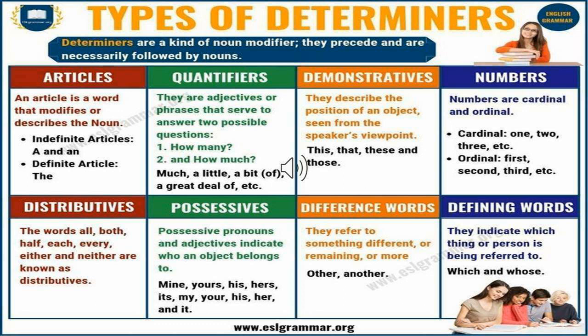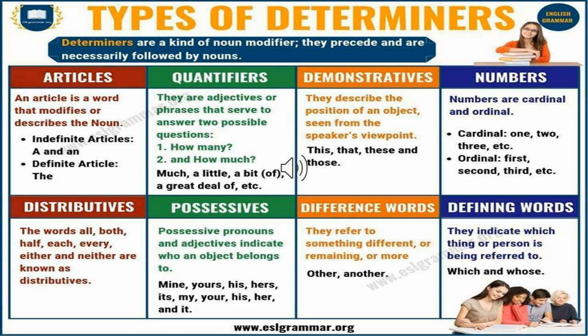First type of determiner is articles. We have two types of articles, indefinite articles and definite article. Indefinite articles: a and an. Definite article: the. An article is a word that modifies or describes the noun.